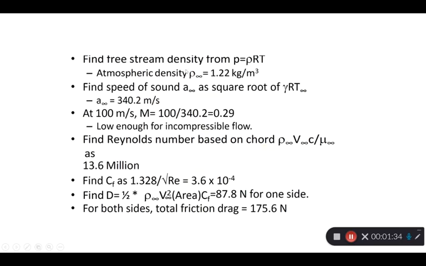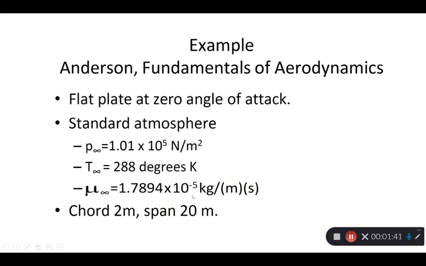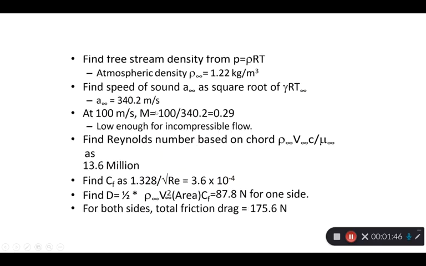Now, the first thing we need to do in all these problems is, if they give you the information on velocity, we are going to look at two velocities. One is 100 meters per second. The other one is a higher velocity for Mach number effects, compressible flow effects. But the first thing we do is find the speed of sound, and find the Mach number. If the Mach number is low, we can assume incompressible flow.